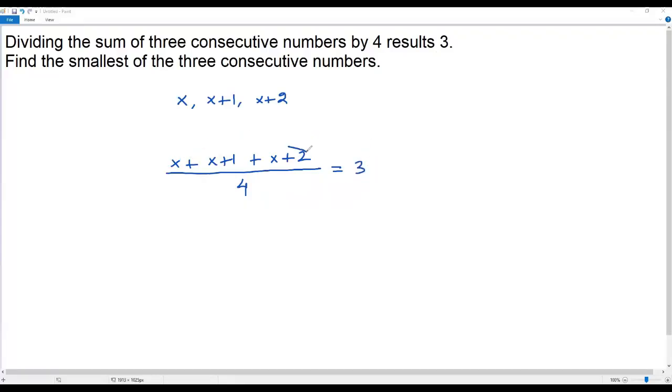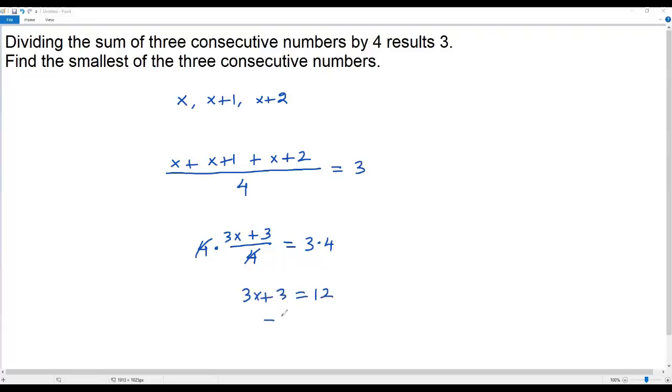So first let's combine the like terms over here in the numerator. x positive x positive x will become 3x, and when I combine this 1 and 2, 1 positive 2 will become 3, so 3x positive 3 over 4 equals to 3. Okay, now to get rid of the denominator 4 over here, let's multiply both sides by 4. This 4 will cancel out. So I get 3x positive 3 equals to 12.